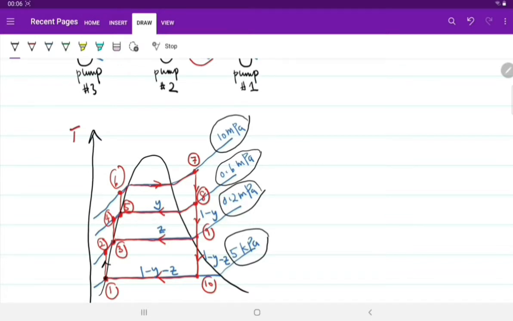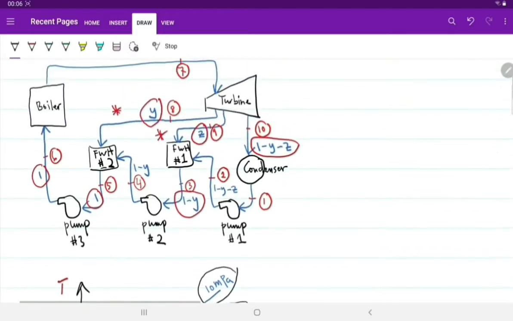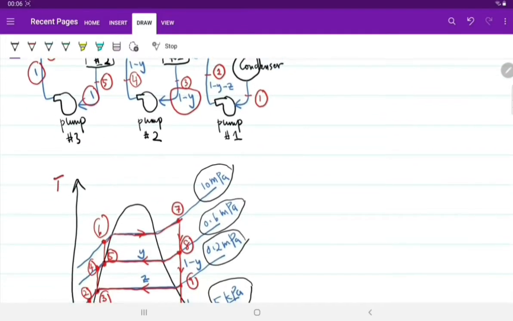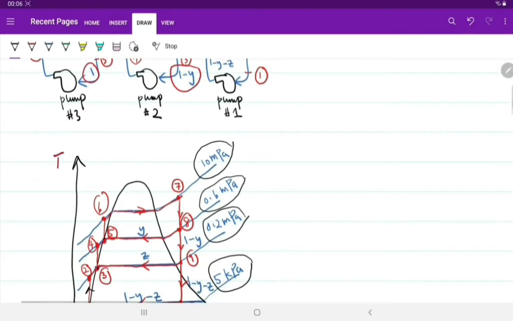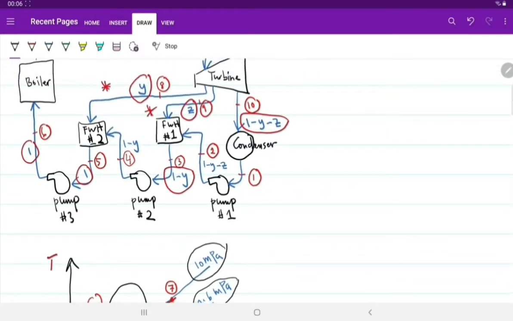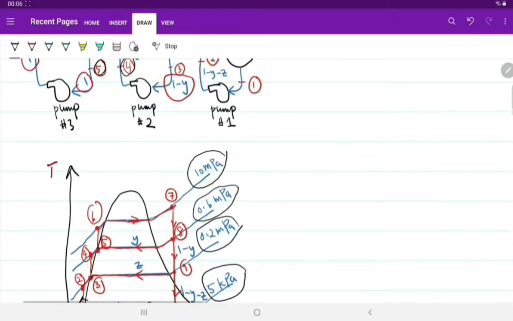Okay, and then 3 goes to 4. From number 3 it goes to 4 in the pump, so it pumps to the higher pressure. 4 combined with 8 becomes 5. Okay, 4 here combined with 8 here, so you get point number 5, which is saturated liquid.